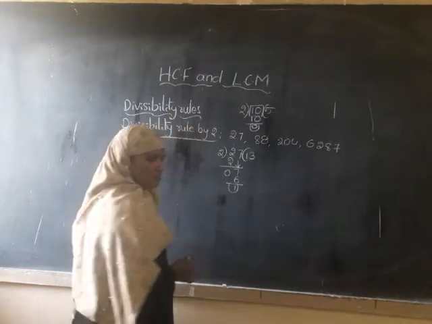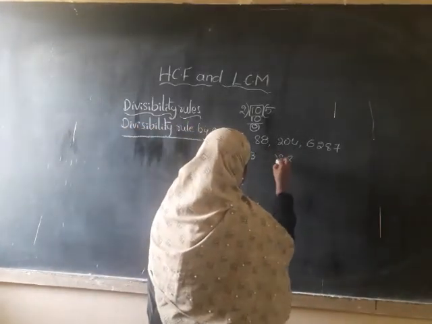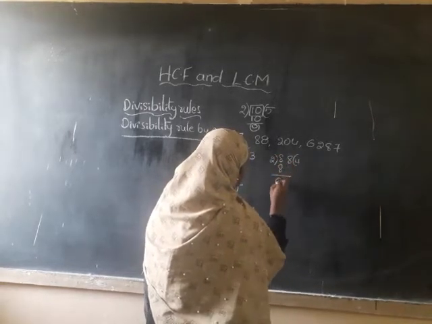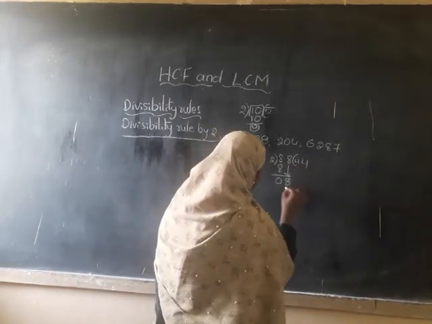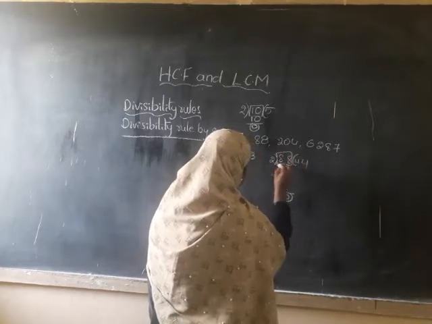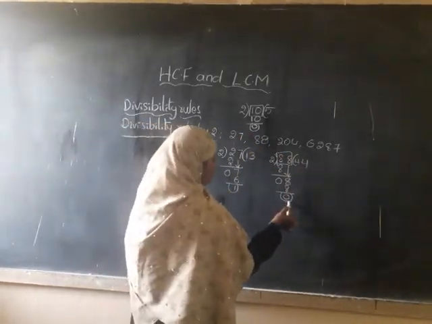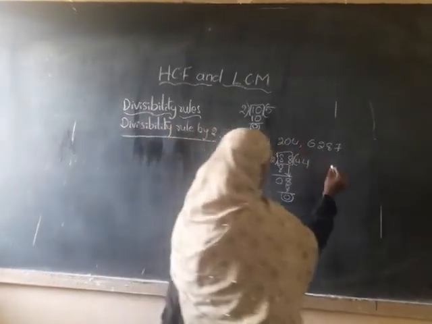Is it completely divisible? No. Now take 88. 2 4s 8. 8 minus 8 is 0. Now take down this 8. 2 4s 8. 8 minus 8 is 0. Now this number is called completely divisible, which leaves the remainder 0. Now move to the next one.